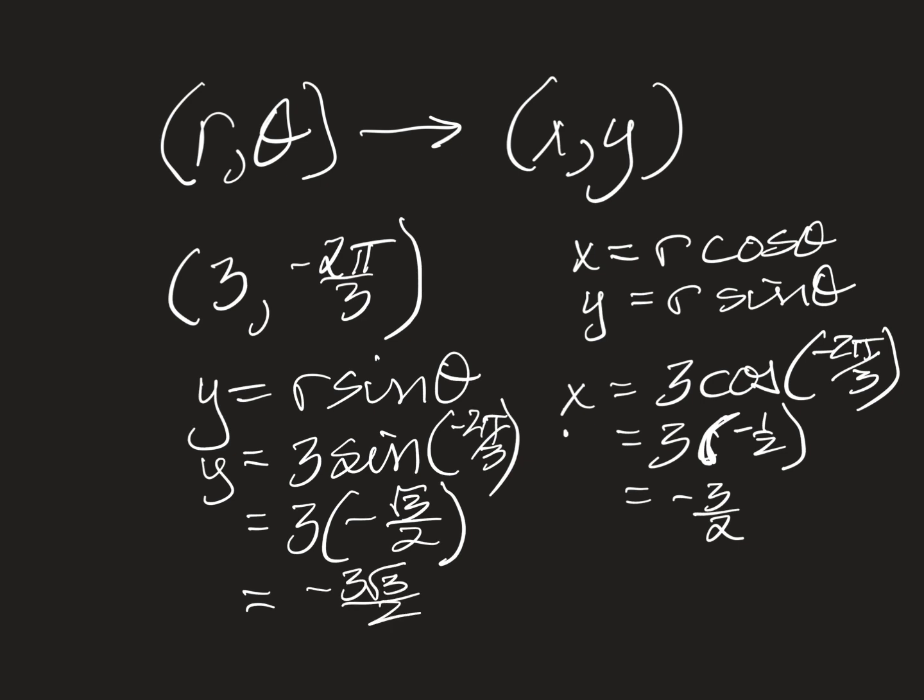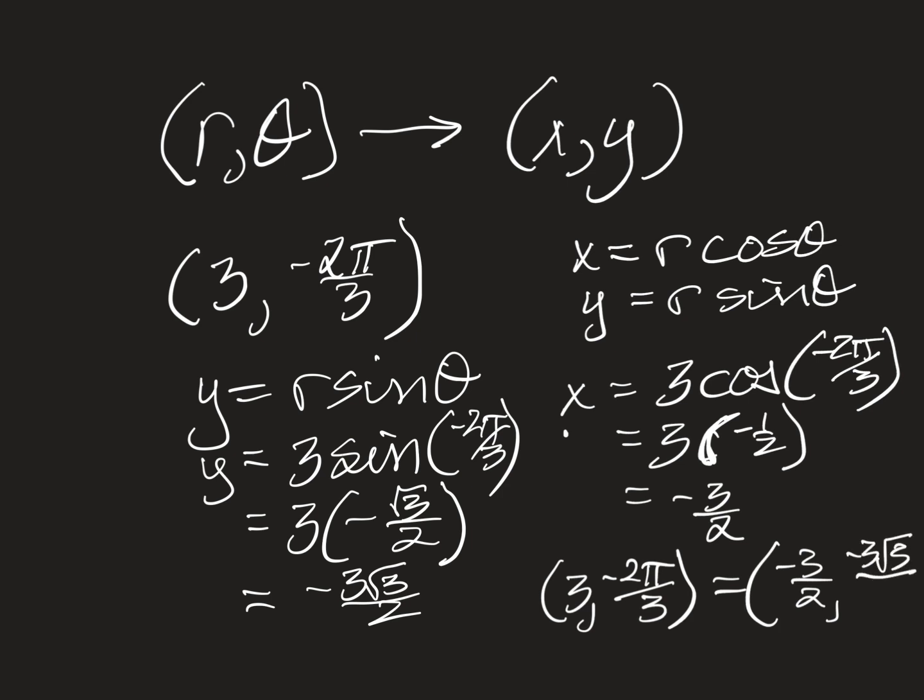So we now have our x and y version, so we can say (3, negative 2 pi over 3) is equal to (negative 3/2, negative 3 square root of 3 over 2). And that then is your solution. That's all you have to do: x equals r cosine theta, y equals r sine theta. Generally, if you have special angles, you want to do it exactly. If it's not a special angle, then you can convert it to a decimal. All right? So let's go to the next slide.